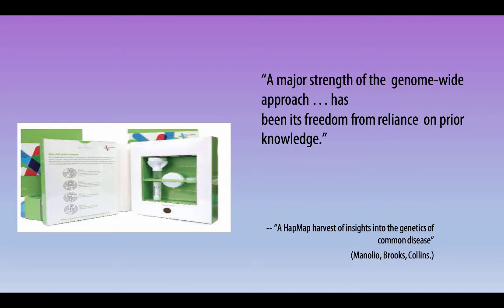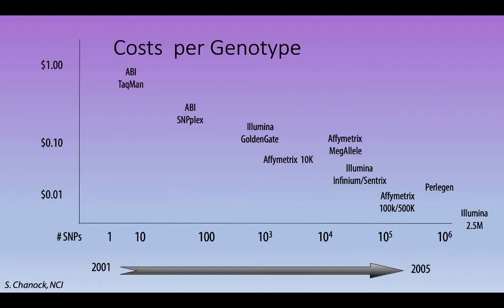One of the reasons people like this GWAS approach is that it was seen to be a hypothesis-free approach, because you didn't have to know much about your genome ahead of time in order to look for these associations. So you could just say, hey, we can look genome-wide. We don't have to rely on prior knowledge. It's going to save us a lot of time. So it's going to be great.